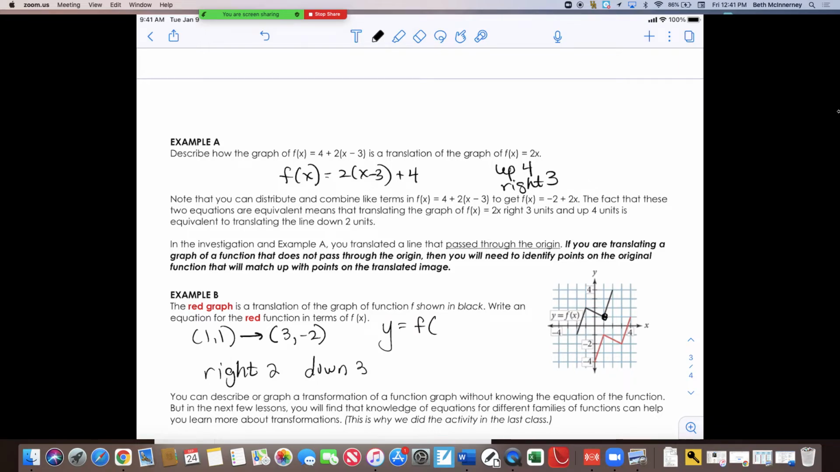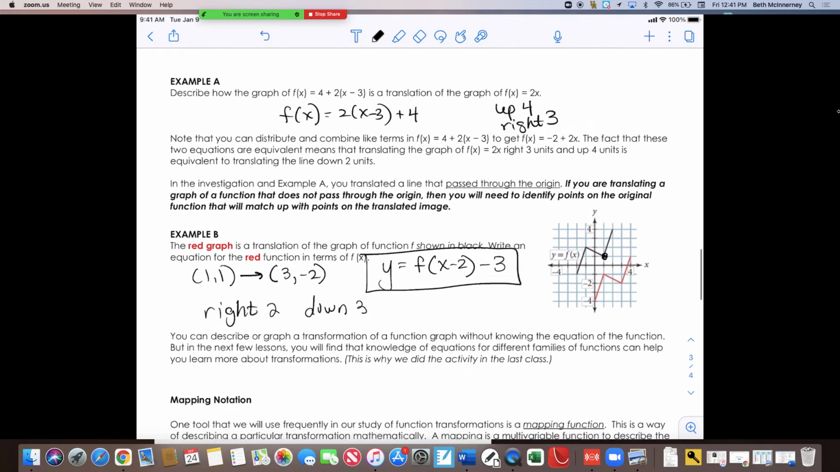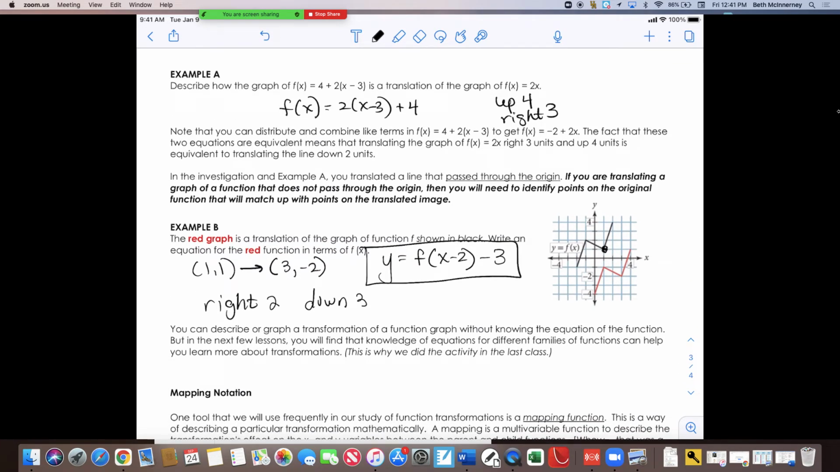Right 2 is going to go f of x minus 2, and down 3. So just remember that this is going to take a little bit of getting used to. The inside is really the opposite. It goes x minus 2 in the function because then it's going to do the opposite in the actual equations.